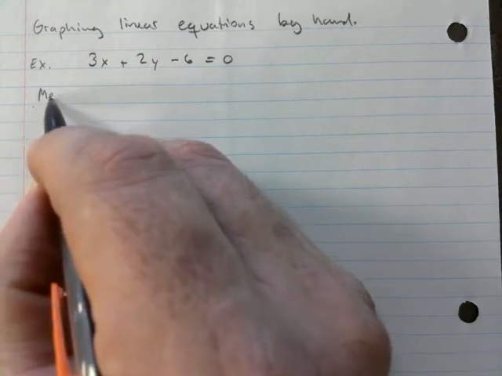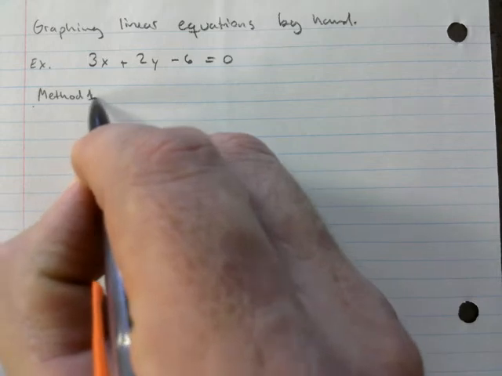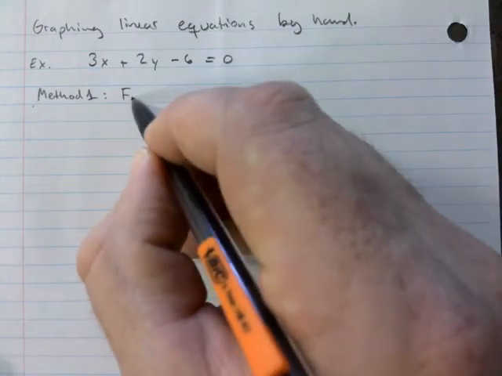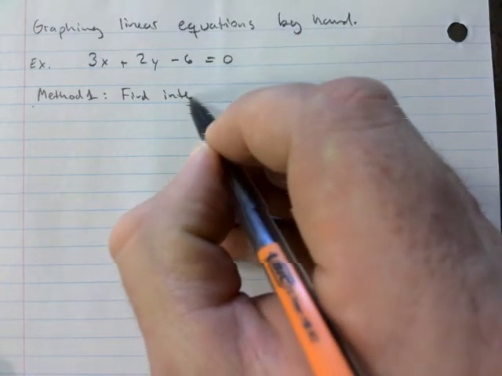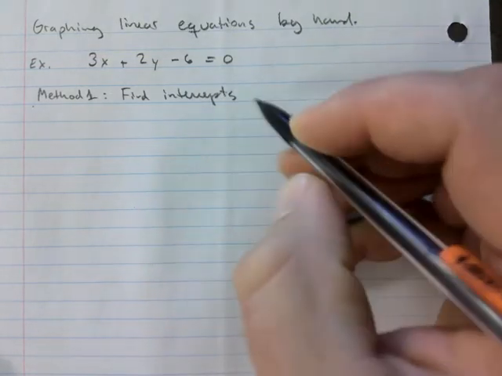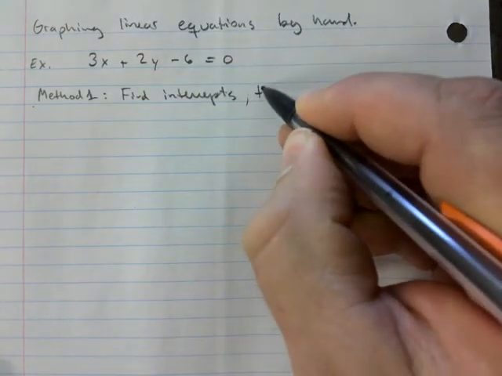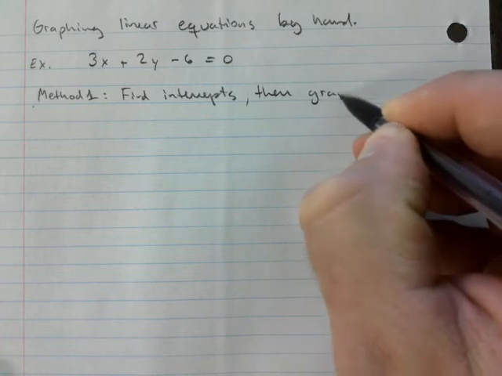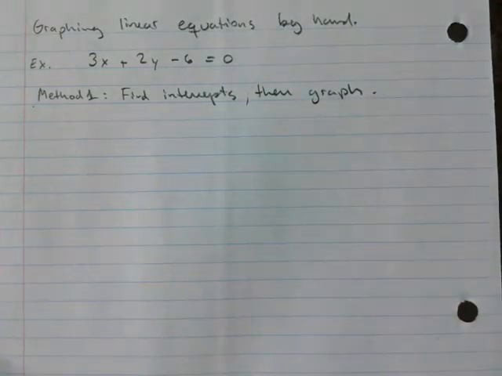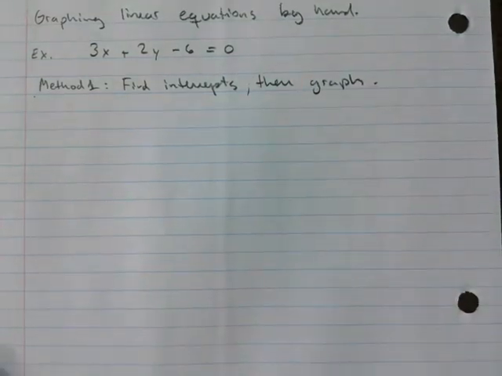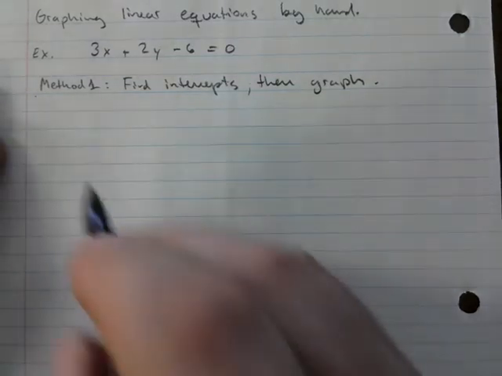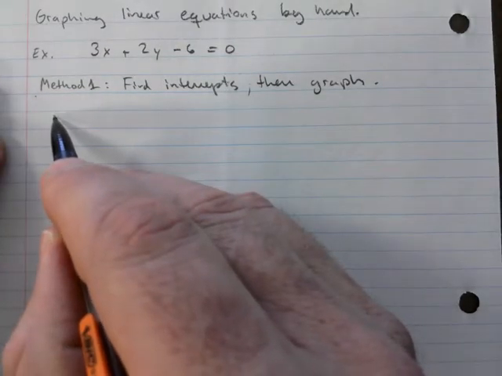Method 1, find intercepts, then graph. Let's do that first. This is the one that I'm going to prefer, and you'll see way down the road why, okay? What I do here is as follows, guys.